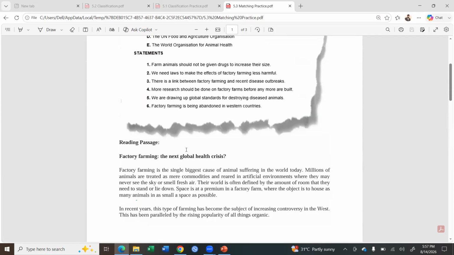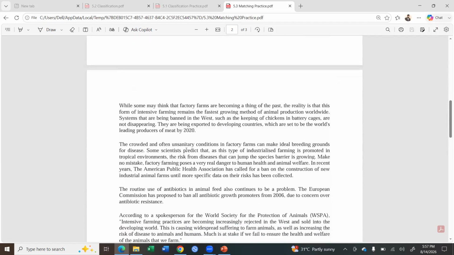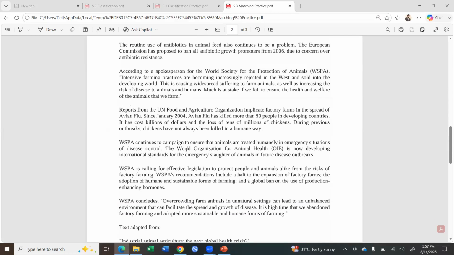Now again see, farm animals should not be given drugs to increase their size. Size and growth, both of them are what? Same. They are same. This is why I told you to scan it. If you come here, your answer was not wrong, right? It also says a global ban on the use of production enhancing hormones. But hormones is not a drug, right?